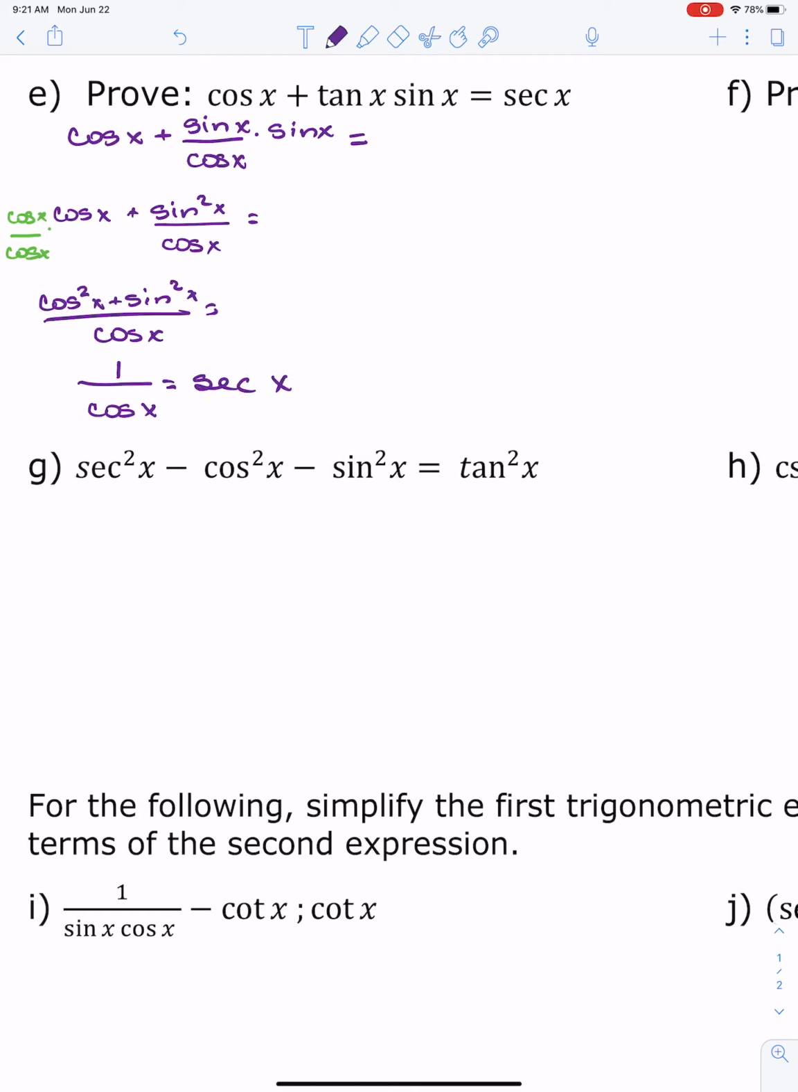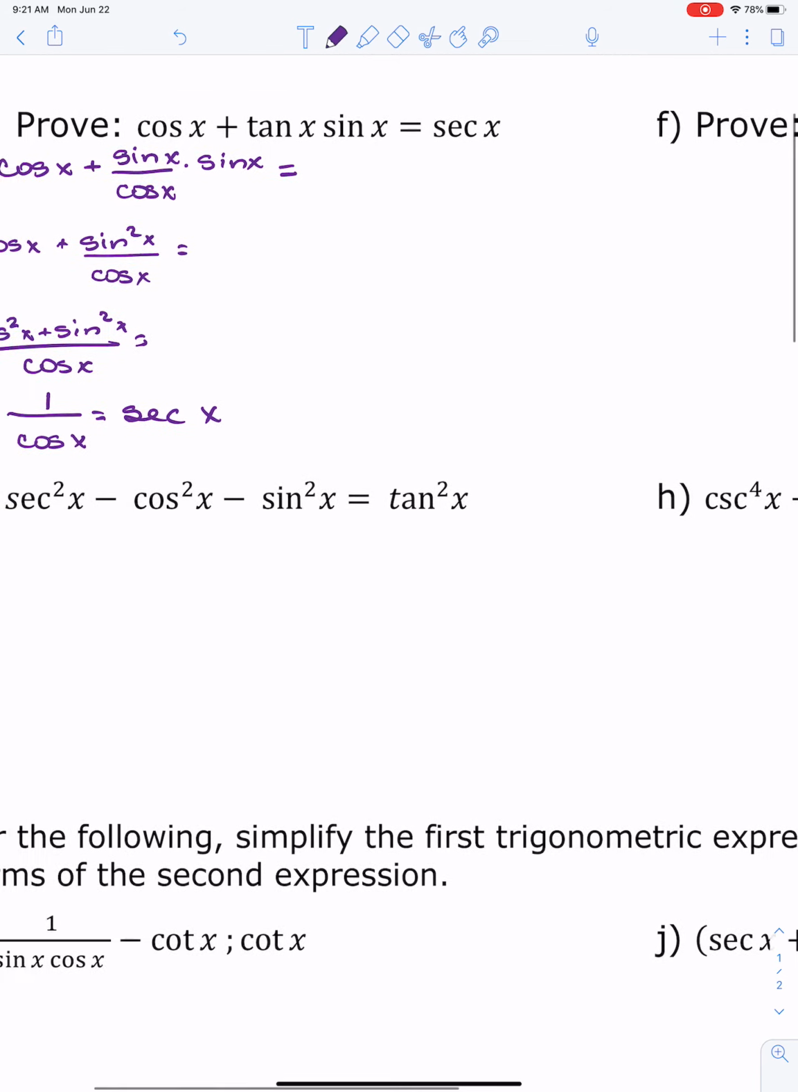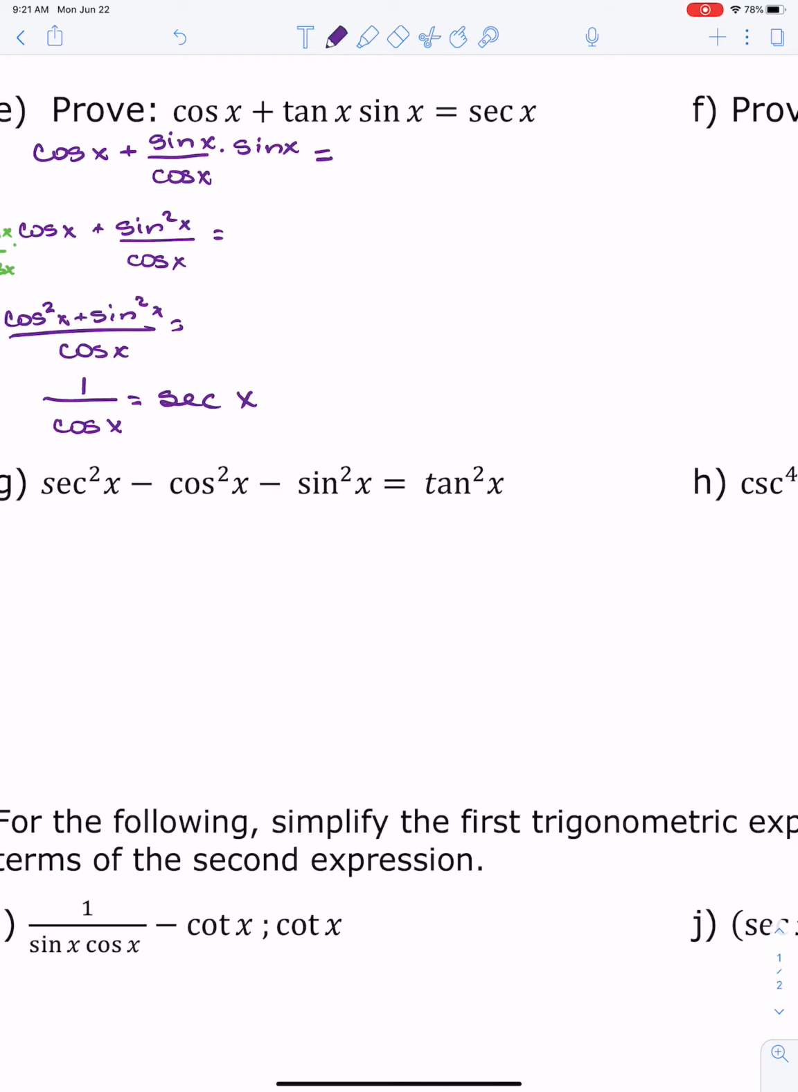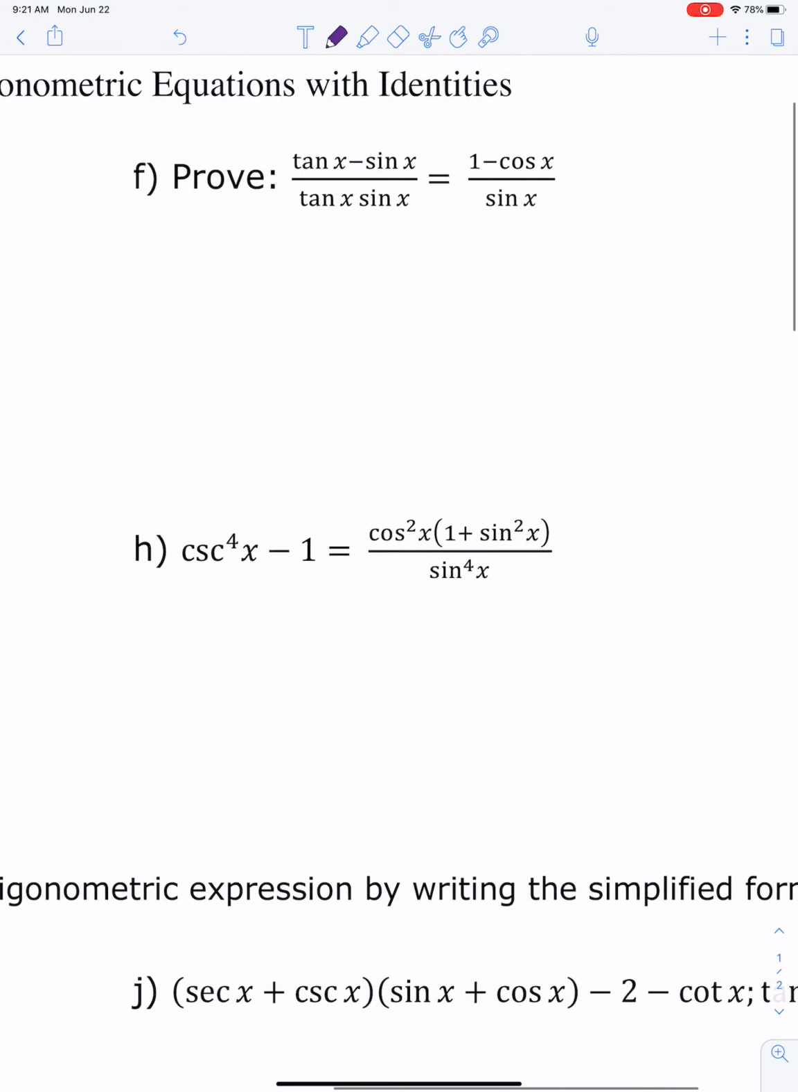I don't necessarily need to get the left-hand side to say secant x. I mean, 1 over cosine x is equivalent. Don't feel like you have to write an extra row there, but you do need to make sure you have enough work so that it's easy to be followed.